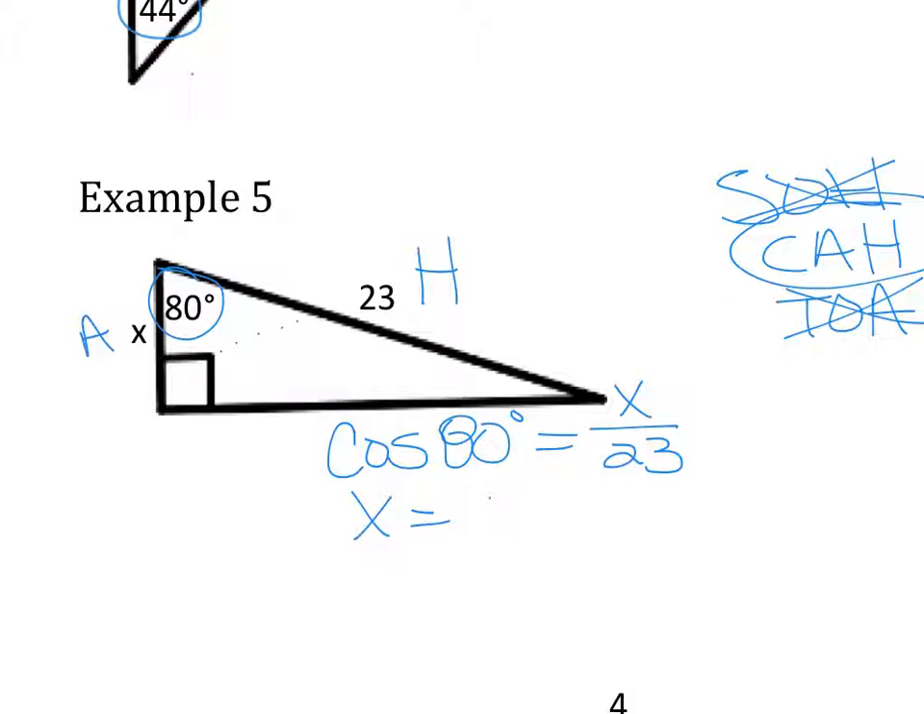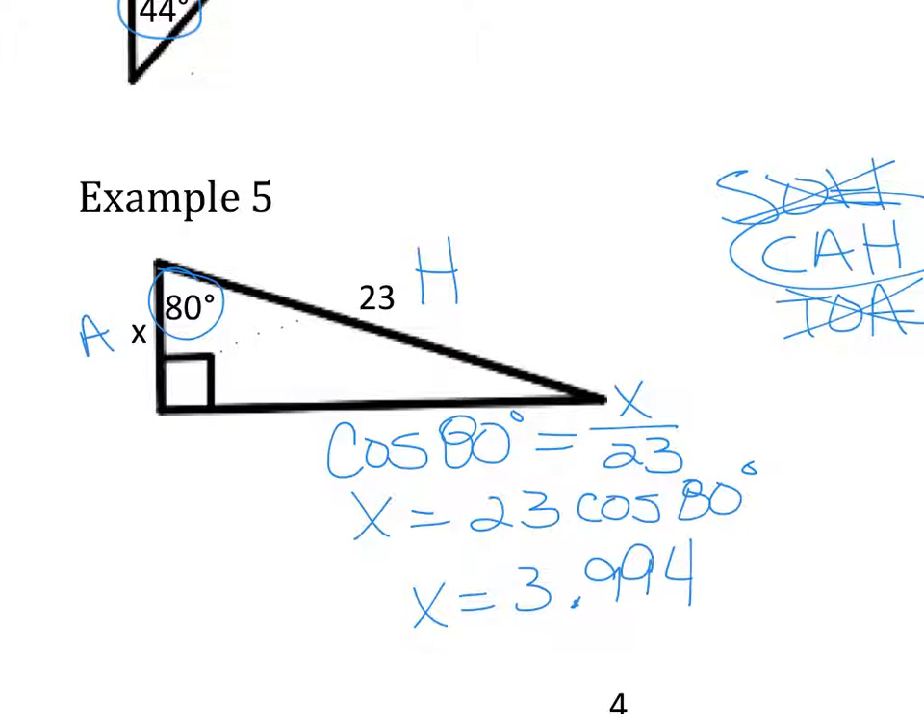So x would be 23 cosine of 80 degrees. When put in the calculator, that comes out to be 3.994. Okay, so you have learned how to find these sides using trigonometry. But another thing you can do using trig is find the angles, and that's our next section.